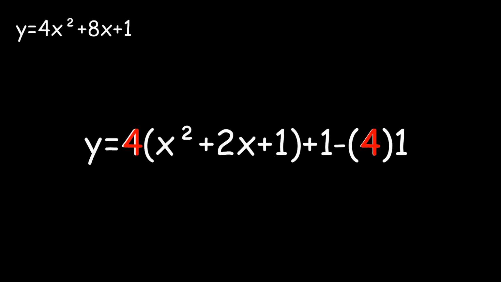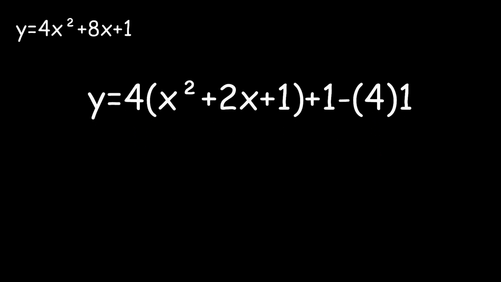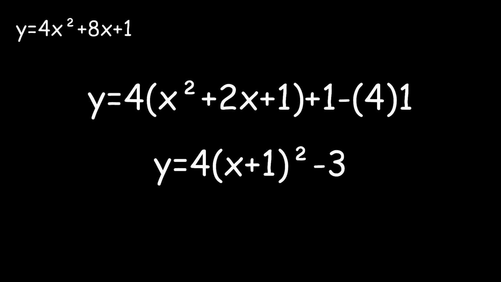So, we get y is equal to 4 times x squared plus 2x plus 1, close parenthesis, plus 1 minus 4 times 1. What's 4 times 1, by the way, guys? Easy, it's 4, duh. Anyways, we're almost there. All that is left is to express the perfect square trinomial into a square of binomial. So, after adding up all the like terms, we get y is equal to 4 times x plus 1 to the power of 2 minus 3. And that is our vertex form.